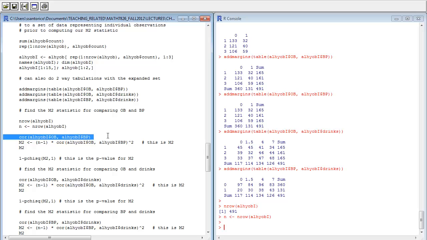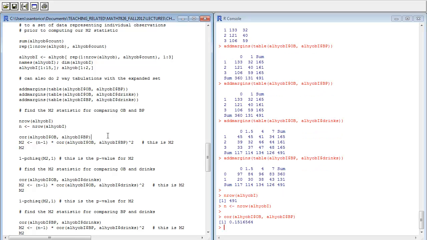So I have my scores. I am then going to calculate the correlation, right? So this is why it was important for me to put individual observations in. That way it can appropriately weight for the number that were observed within my data set, right? So this would be my correlation between my ranks.